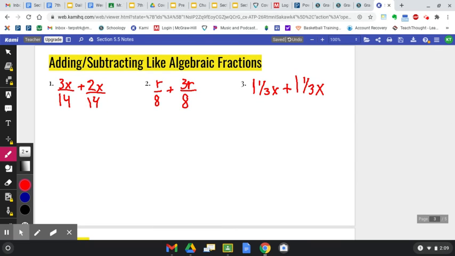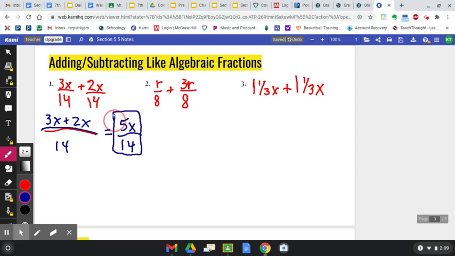Now with algebraic fractions that have like denominators, same idea here. So I'm going to go 14, and then I have 3x plus 2x, right? And since these are the same, both x's, I can say 3 plus 2 is 5x over 14. Got to be careful though, make sure there's no reducing of the number part. 5 and 14 only have a common factor of 1, so I leave that there.